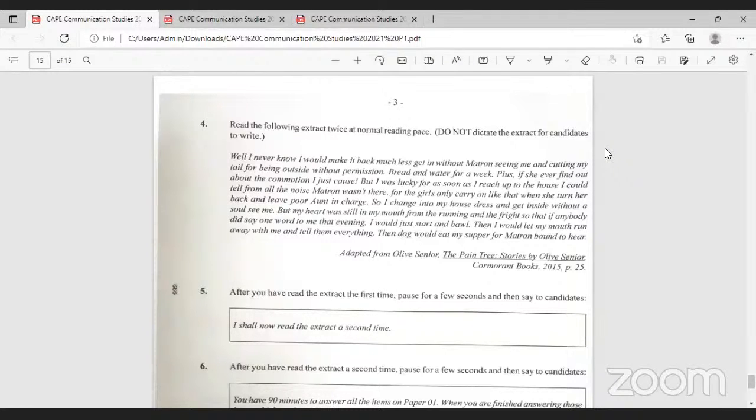But my heart was still in my mouth from the running and the fright, so that if anybody did say one word to me that evening, I would just start and bawl. Then I would let my mouth run away with me and tell them everything. Then dog would eat my supper for matron bound to hear. Right, so we read that once, and we're gonna read it again.